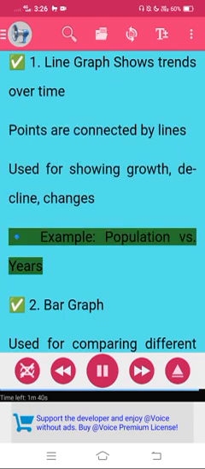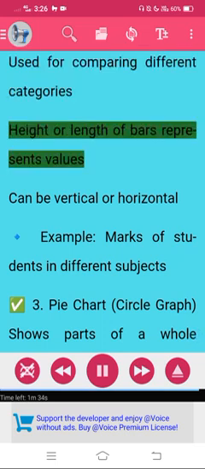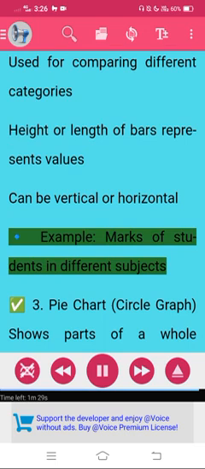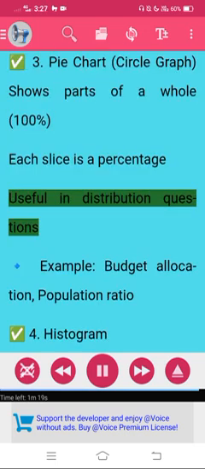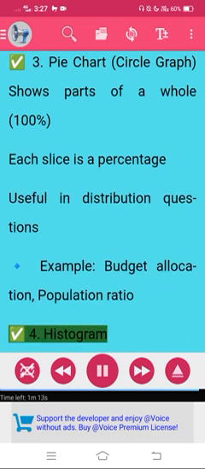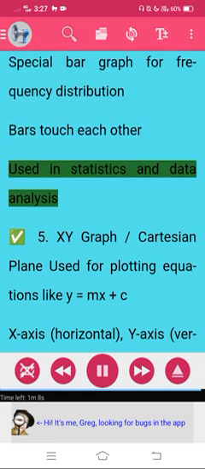Example: population versus years. 2. Bar graph: used for comparing different categories. The height or length of bars represents values. Can be vertical or horizontal. Example: marks of students in different subjects. 3. Pie chart (circle graph): shows parts of a whole, 100%. Each slice is a percentage. Useful in distribution questions. Examples: budget allocation, population ratio. 4. Histogram: a special bar graph for frequency distribution. Bars touch each other. Used in statistics and data analysis.